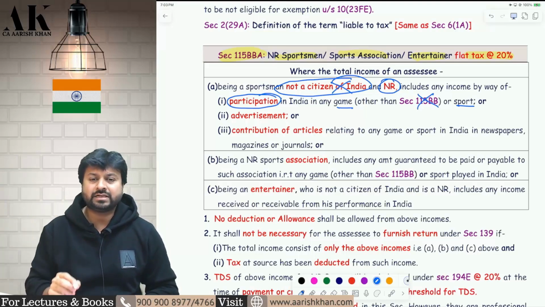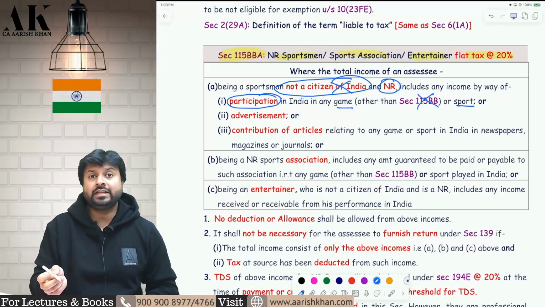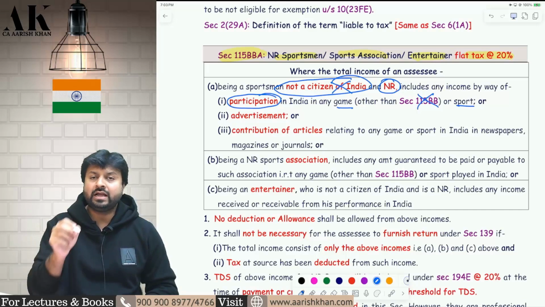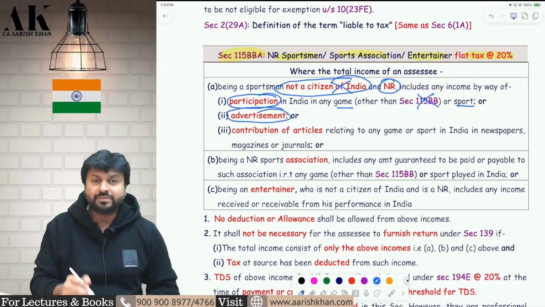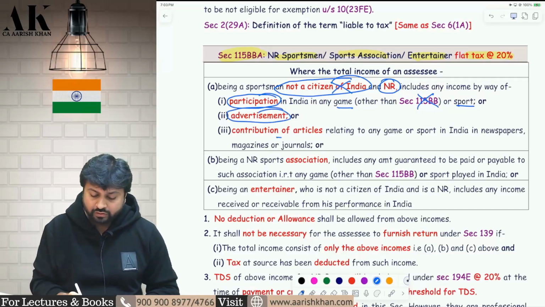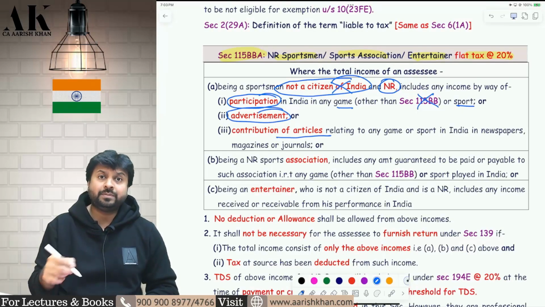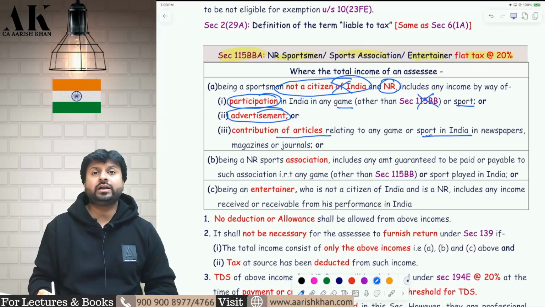is already covered at 30% tax. And if you participate in any event or any game or any sport in India, you are covered here. Or if you do advertisement and earn money, it is covered. Or if you give a contribution to any article or newspaper or journal relating to sport in India, then that is also covered here.